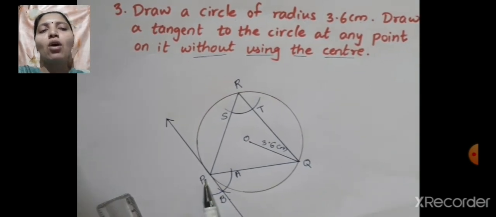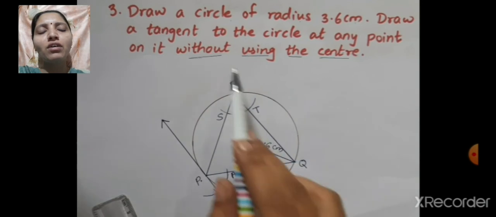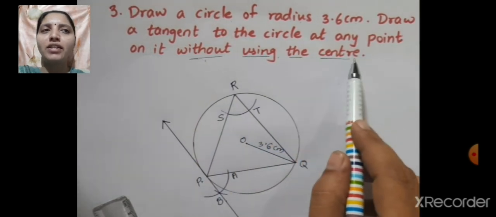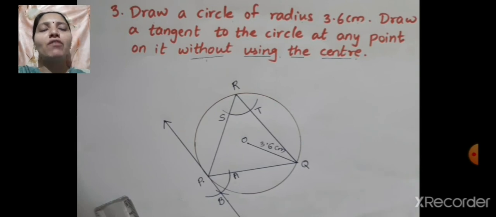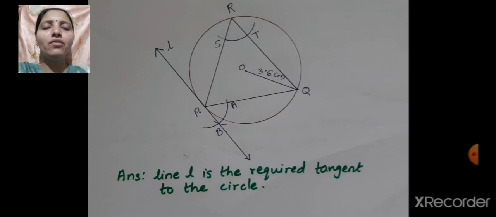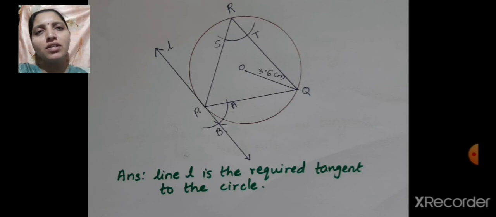Okay. Now one more tangent you can draw here. At which point? Yes, at point Q. Okay. So here we have to draw only one tangent. So I have drawn here at point P. At the end you will write the answer as line L is the required tangent to the circle. Okay. So this way you can draw a tangent without using the center.